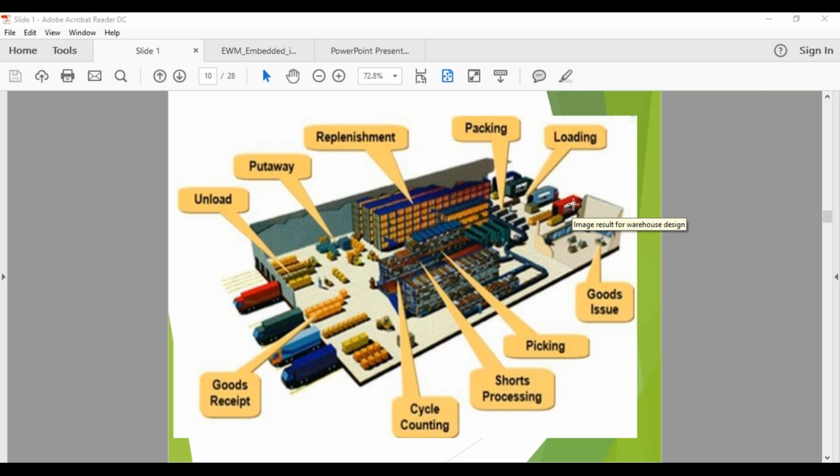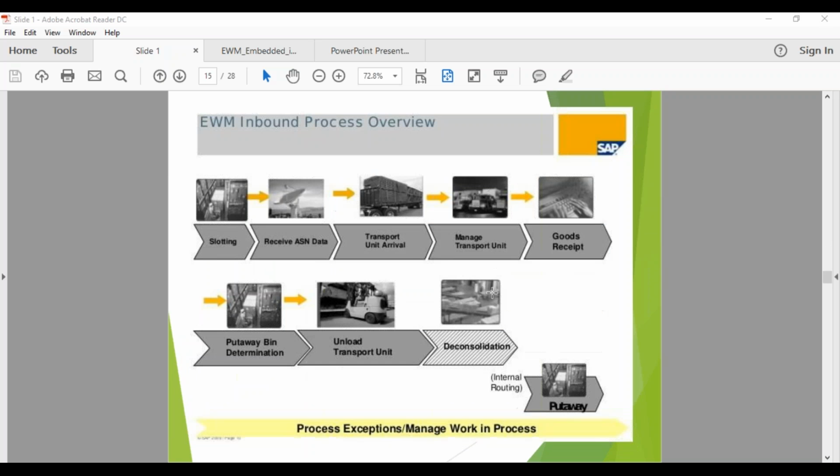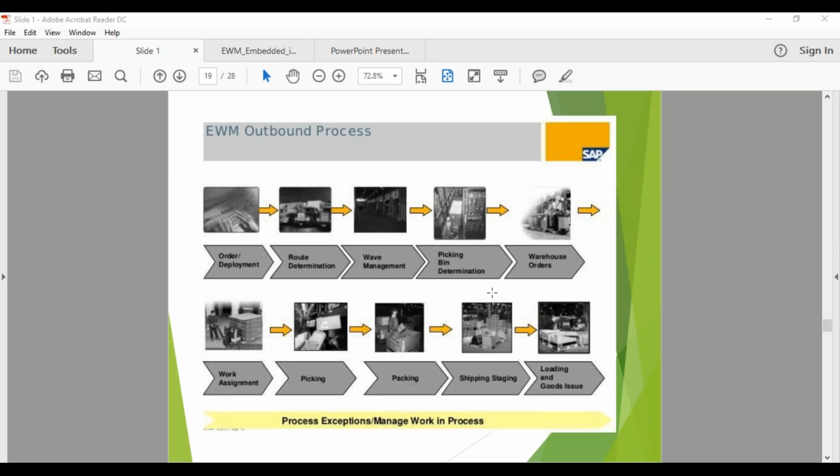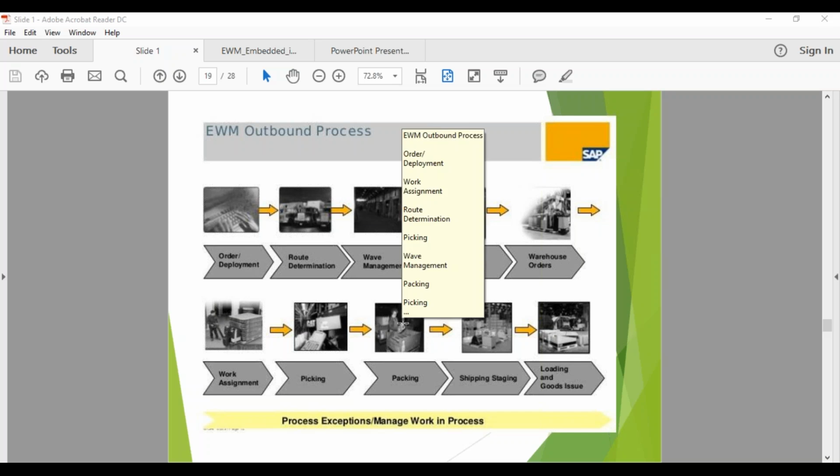Once we have loaded into the transportation unit, then we'll do the goods issue at the system level. This is the outbound delivery practical business process, how it will happen. So loading and goods issue, this is the practical process which is happening.